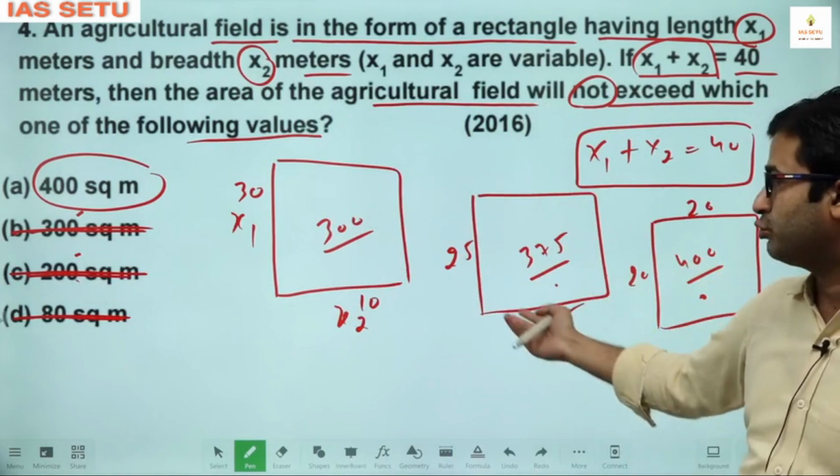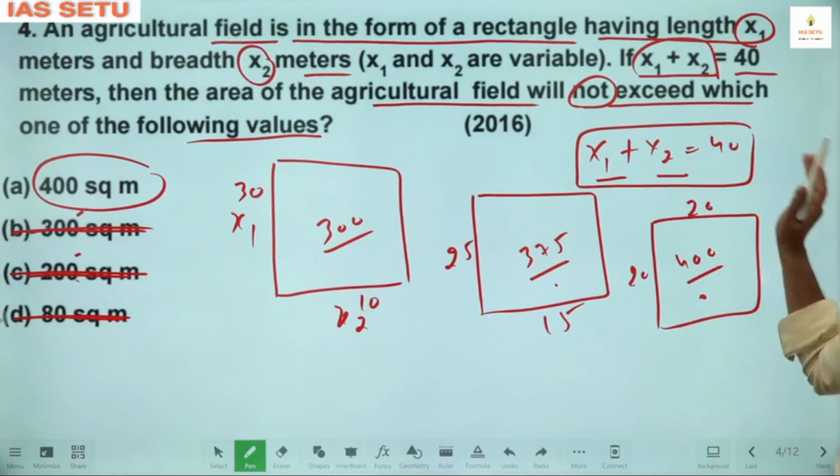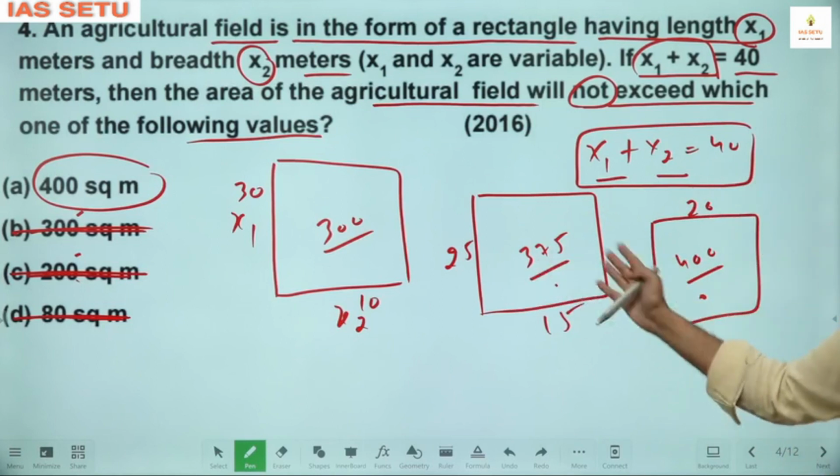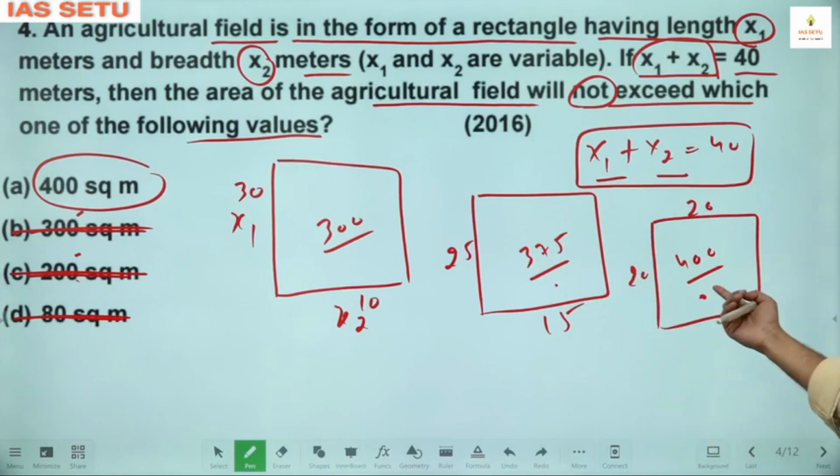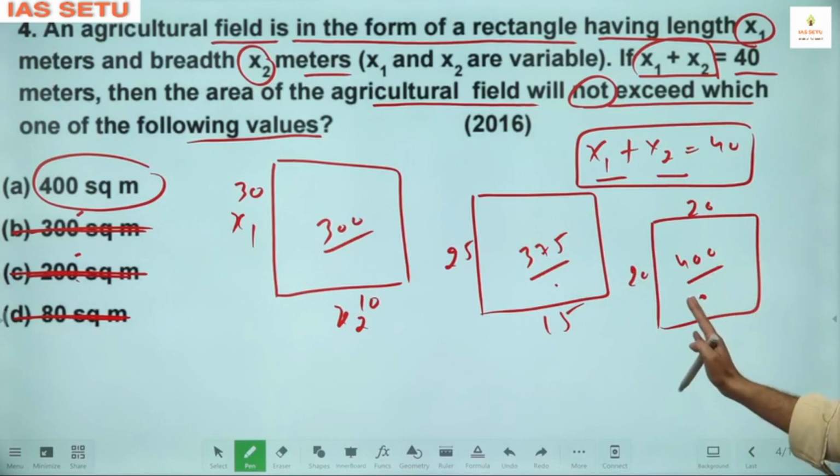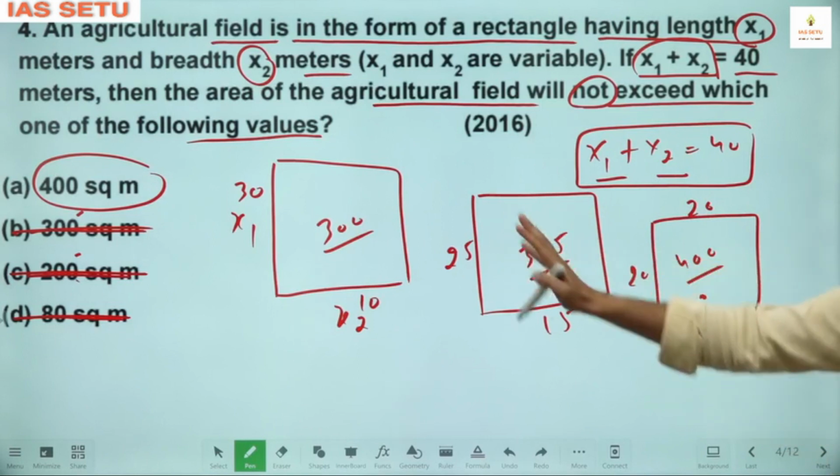Because we already checked 2, 3 values. x1 plus x2 has to be 40, so you just do hit and trial. So 400 is the maximum value. It will never exceed 400. Answer A.